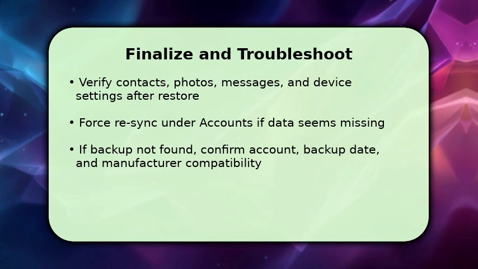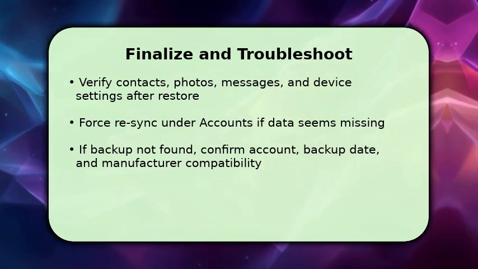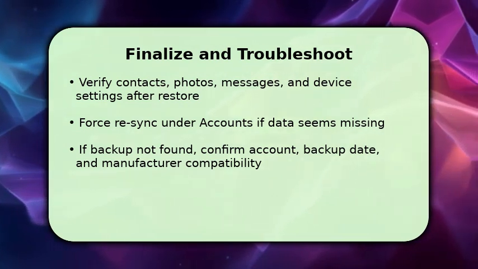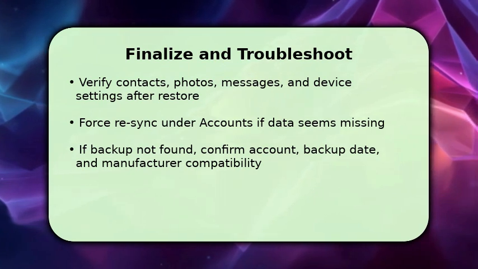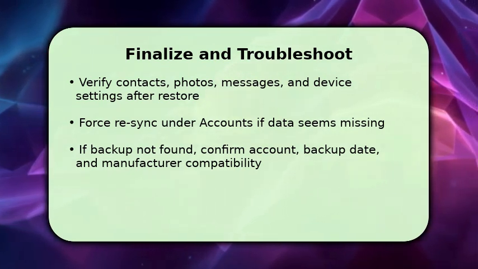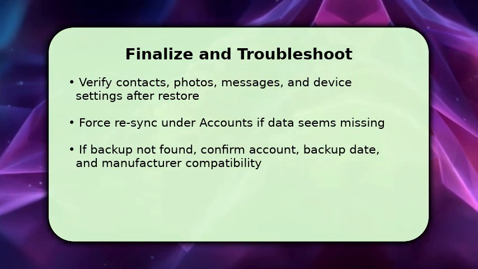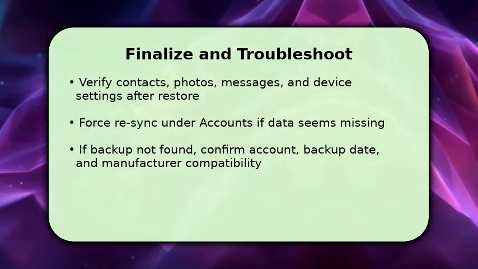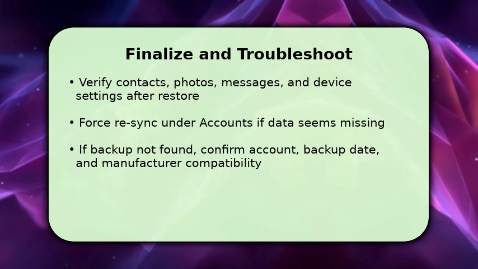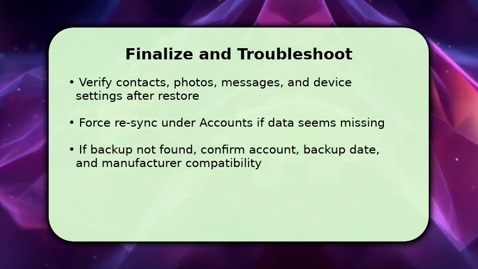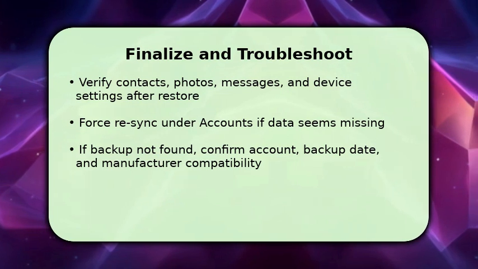If something is missing, go to Settings, then Accounts and force a manual sync, or reopen the app to trigger background restoration. If the correct backup never appeared, make sure you use the exact Google account, check the backup date, and confirm the phone model supports that backup. If problems persist, reboot the device and retry the restore process to clear transient errors.